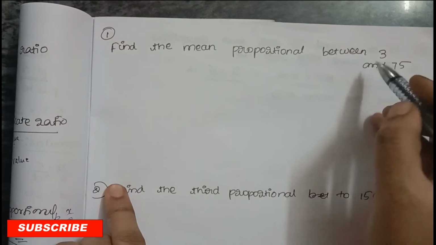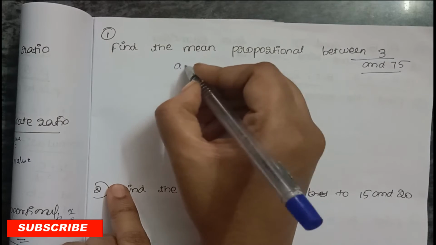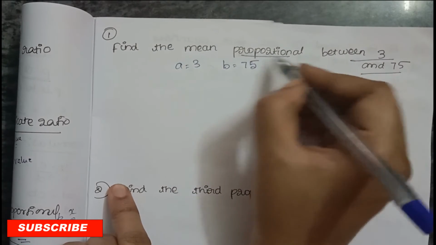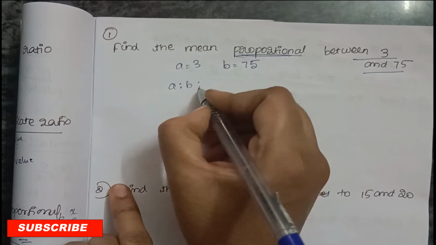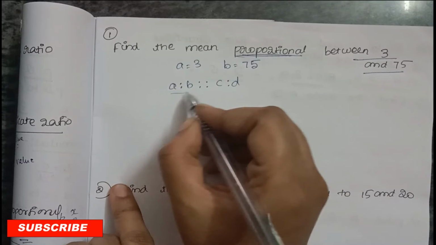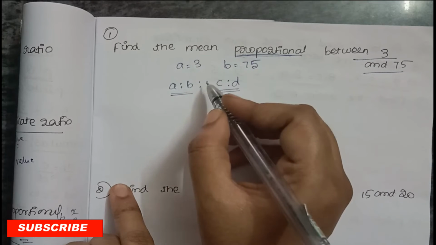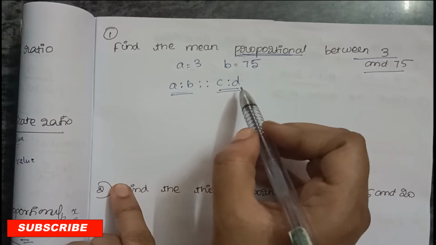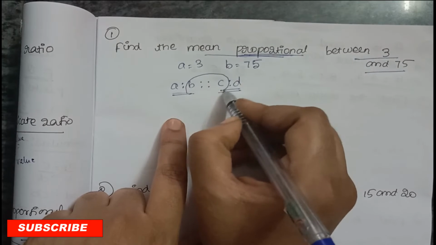Find the mean proportional between 3 and 75. Here A is equal to 3, B is equal to 75. Proportional: the general form is A is to B is proportional to C is to D. So we have to compare the two ratios. That's why we use the proportional form. We have to find the mean proportional. Mean proportional is the centralized thing.